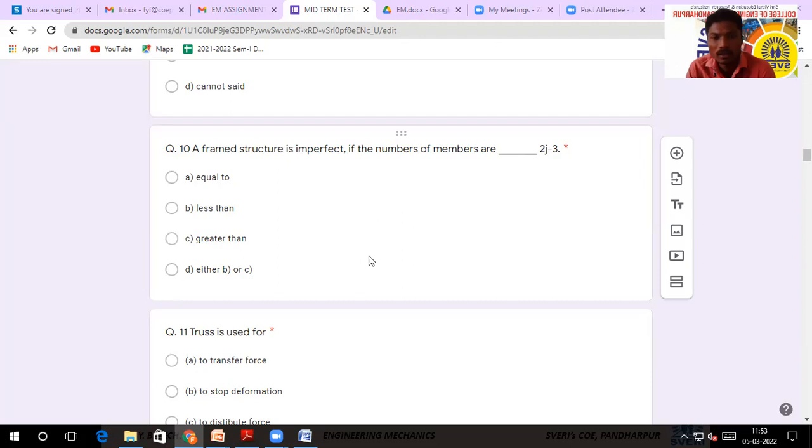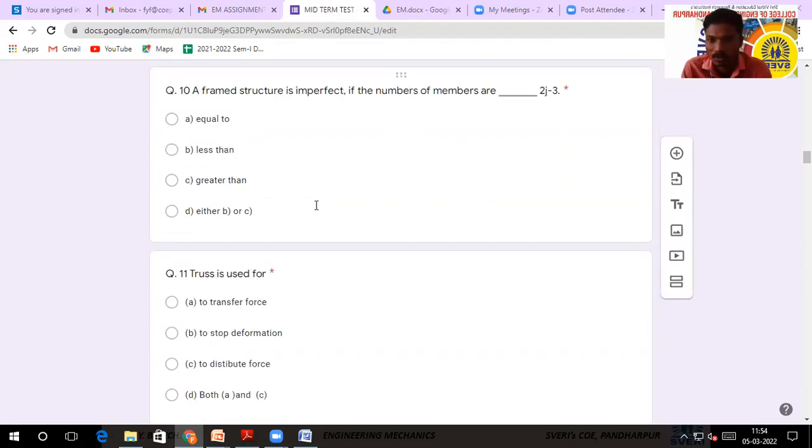If less, we say imperfect, right? Deficient. We call it deficient, perfect, and redundant. Imperfect means not perfect, meaning both conditions: either it will be less or greater. Correct. I forgot the word deficient. If it is less, then it is deficient. If it is more, redundant; unnecessary members are there. And if it is perfect, m is equal to 2j minus 3.